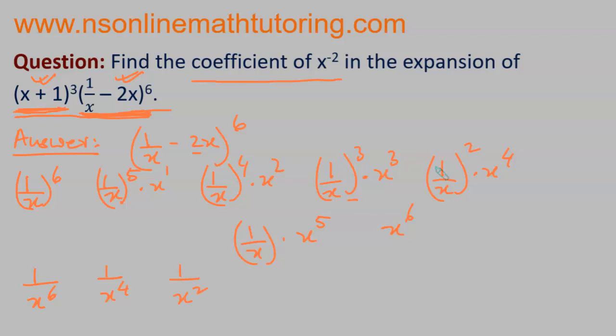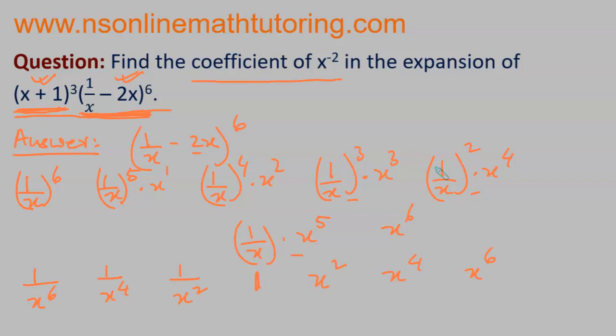This one, x cube in the denominator, x square in the numerator. So it is a constant term. This x square in the denominator, x to the power of 4 in the numerator. So x square. This one, x to the power of 1 in the denominator, x to the power of 5 in the numerator, hence x to the power of 4. And the final one, the last term will be having x to the power of 6.